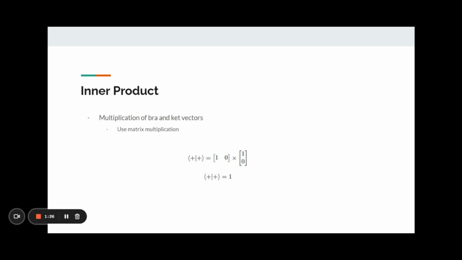Going on to probability, the inner product is a core concept for probability. It's essentially the multiplication of bra and ket vectors, as you can see in the image. It's just matrix multiplication.